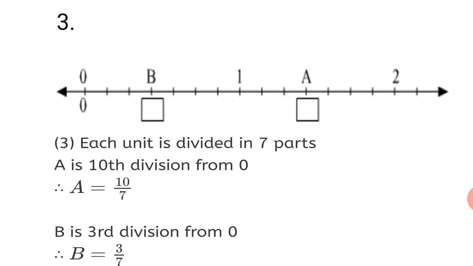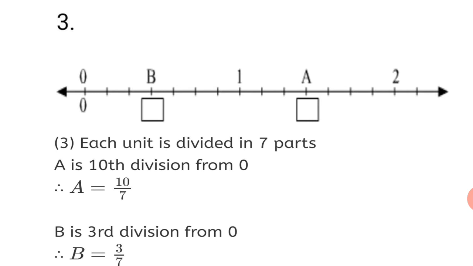Let's go to the third sum. On this number line, A is ahead of B. So let's take A first. Each unit is divided into how many parts from 0 to 1, if we count? Yes, 7 parts. So A is 1, 2, 3, 4, 5, 6, 7, 8, 9, 10th part. So A is the 10th division from 0.